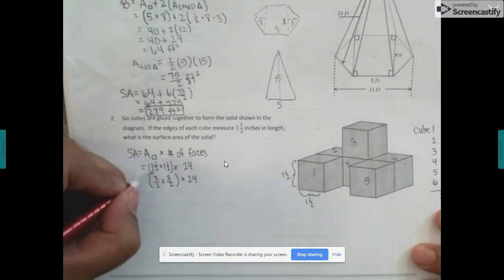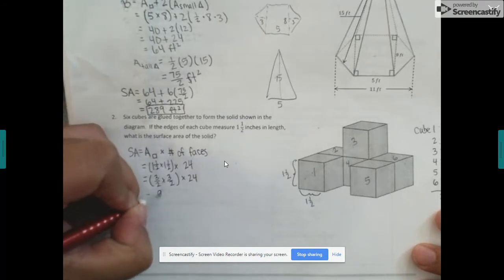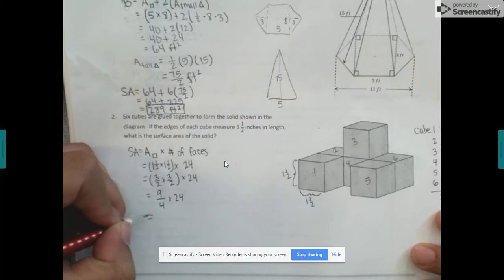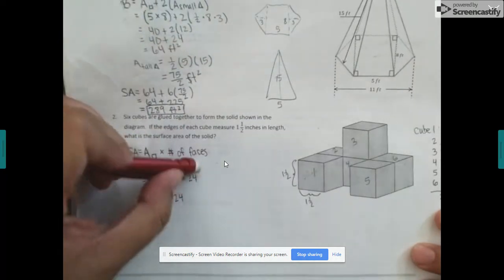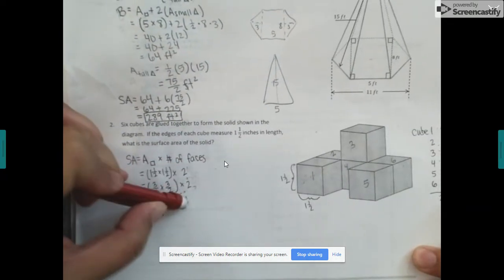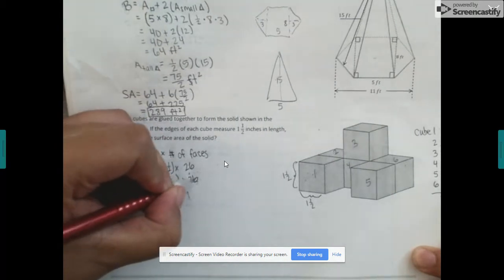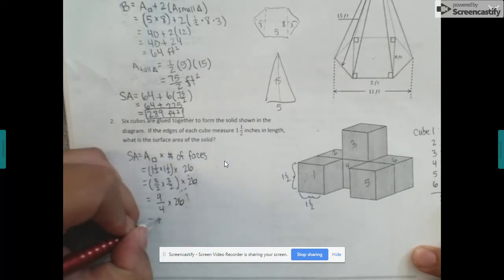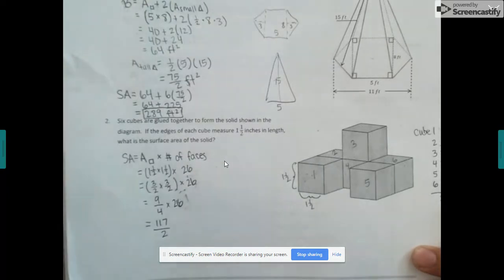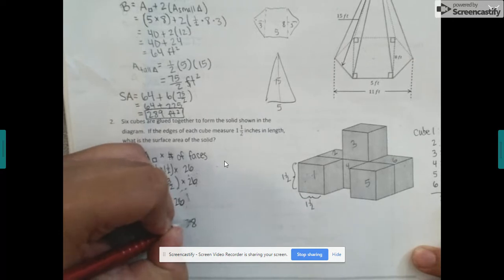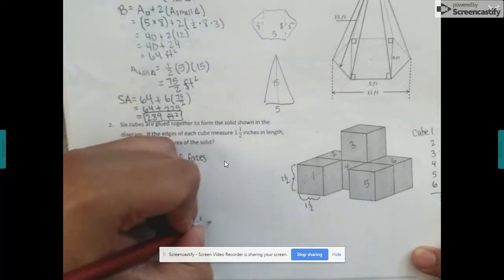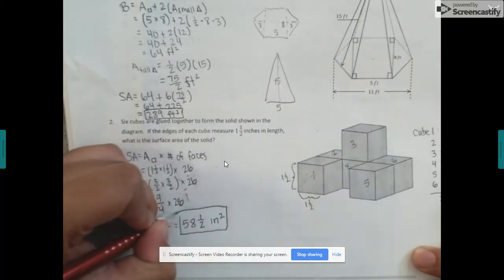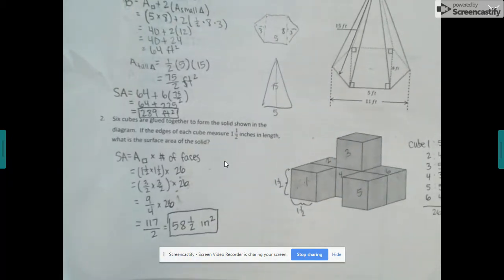Remember, 3 over 2 is the same thing as 1.5. 9/4 times 24. If you solve, or sorry, not 24. Why did I write 24? It's 26. I apologize. 26. You multiply it across, you'll get 117 over 2. That's if you simplify. Convert it into an actual fraction. Your total should be 58.5 square inches.